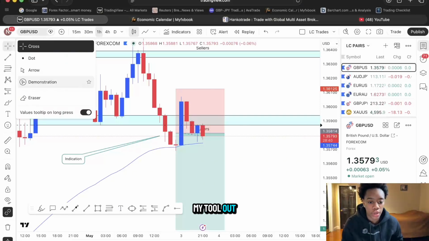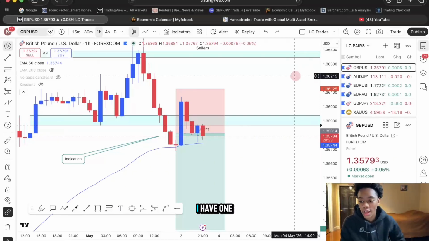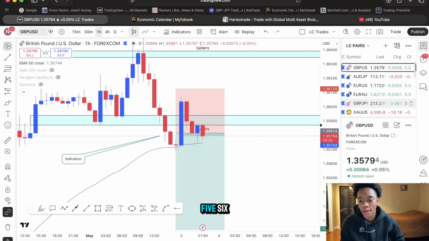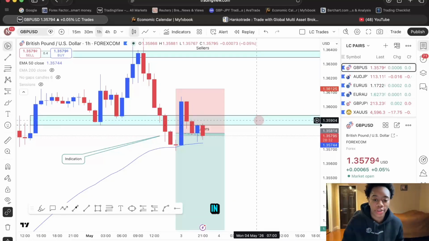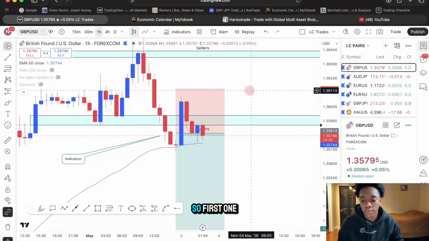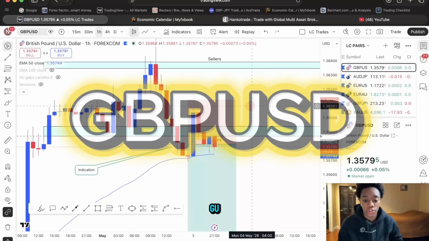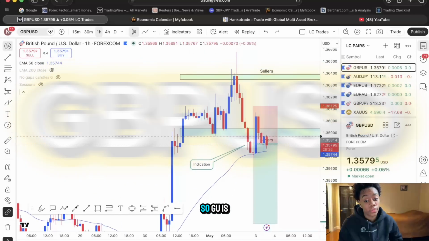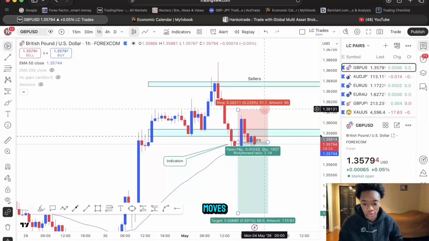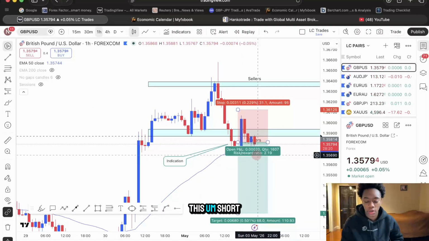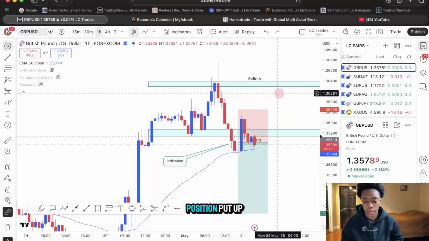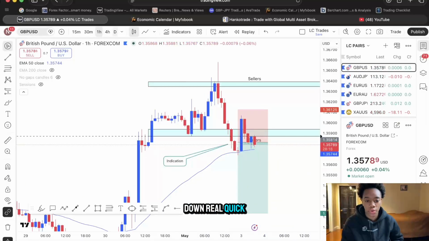All right, let me get my tool out. So this week I have 6 pairs that you might be interested in, because I'm definitely interested in them. First one I have is GU. GU is already making some moves. Now I did not hop into this trade yet. I just have this short position put up, but let me break this trade down real quick.